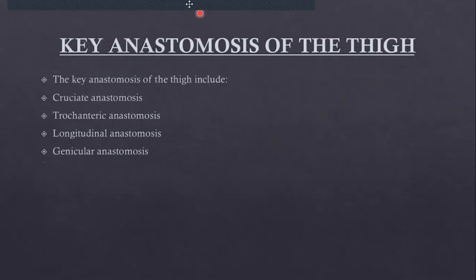So let's talk about some key anastomosis of the thigh. The key anastomosis of the thigh include the cruciate anastomosis, the trochanteric anastomosis, the longitudinal anastomosis, and the genicular anastomosis. I think it is not found in the thigh. It is on the anterior aspect of the knee, but it is a key anastomosis of the lower limb. So I put it here too for us to discuss.